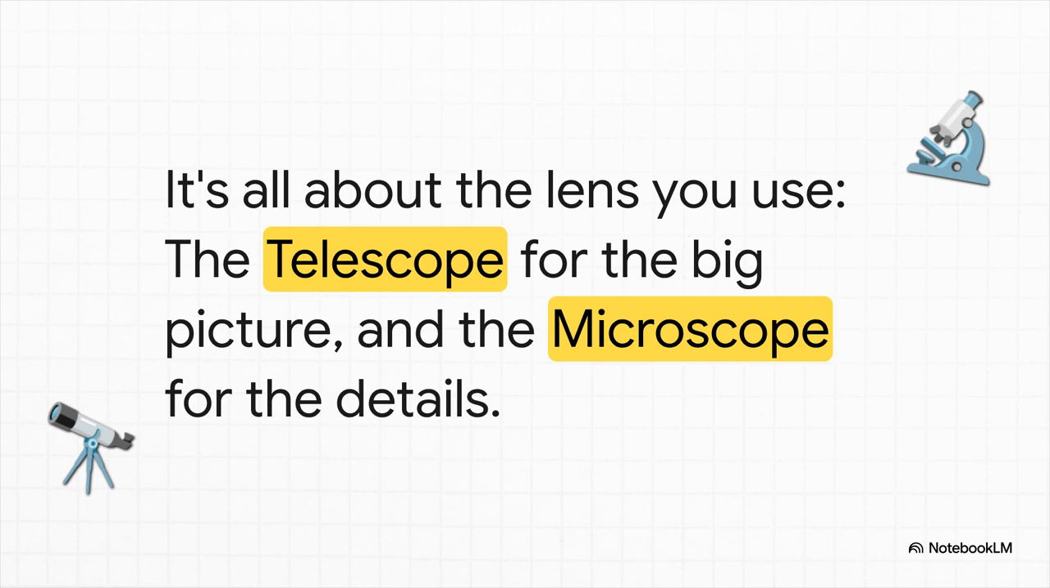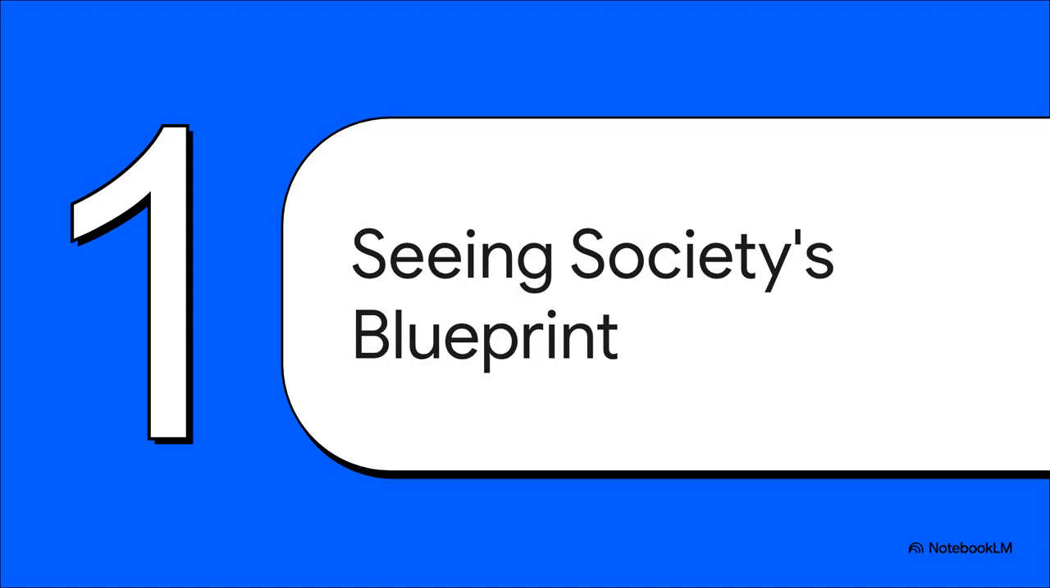So we're going to explore the two main tools in any sociologist's toolkit: the telescope for seeing that big sweeping picture, and the microscope for zooming way in on the details of our daily lives. Okay, first let's grab the telescope. This is what we call the macro view. And from this angle, society has a life of its own, right?